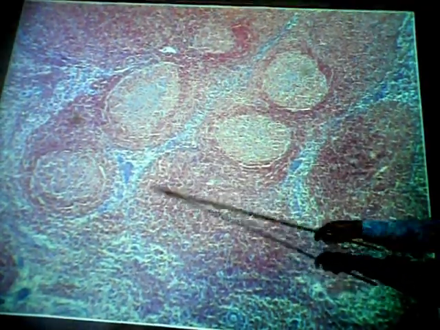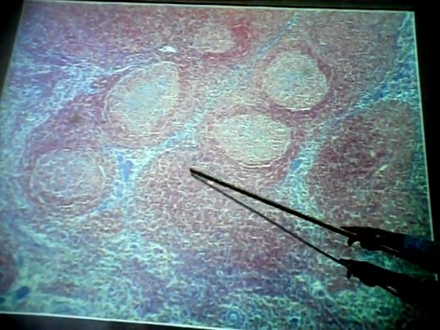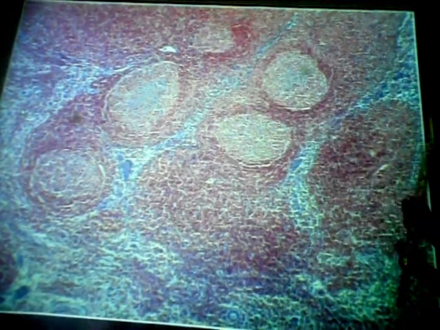You will also see here some of the primary follicles, like we see right down here and here. And these are smaller, they're closer to the medulla, and they don't have that light germinal center, which you see in the secondary follicles. So you should be able to distinguish between them. Okay?